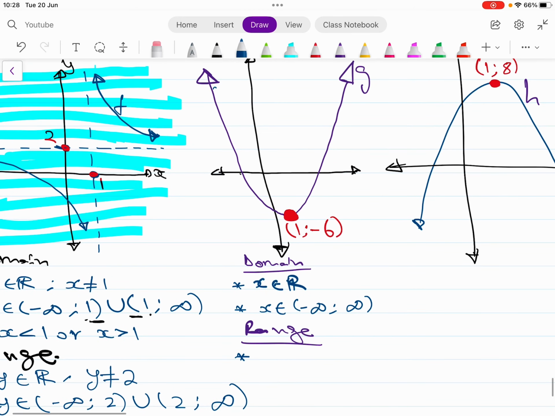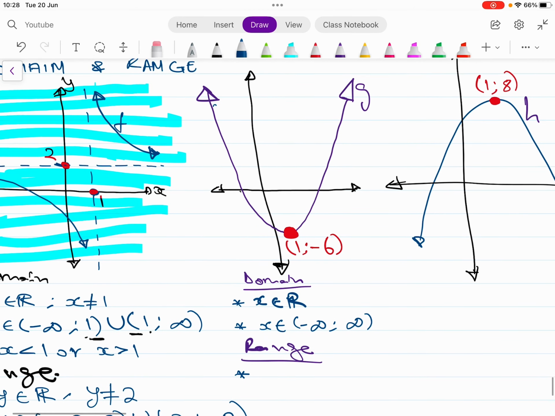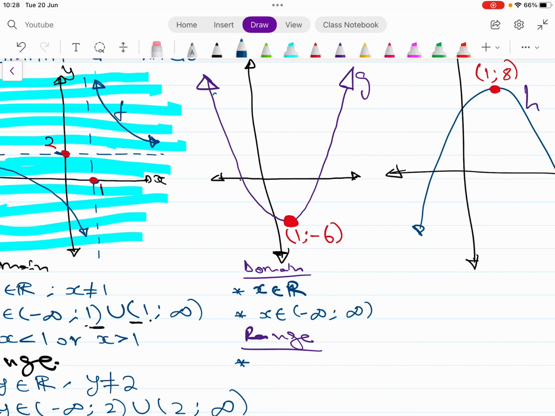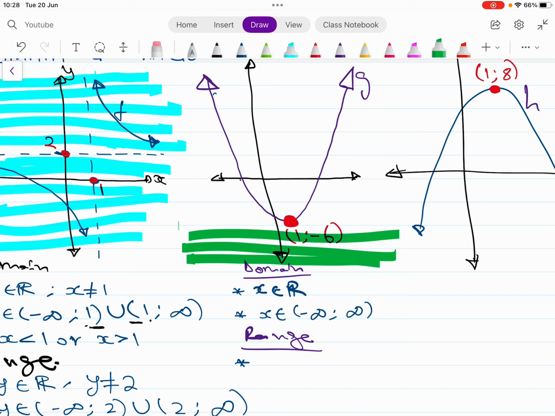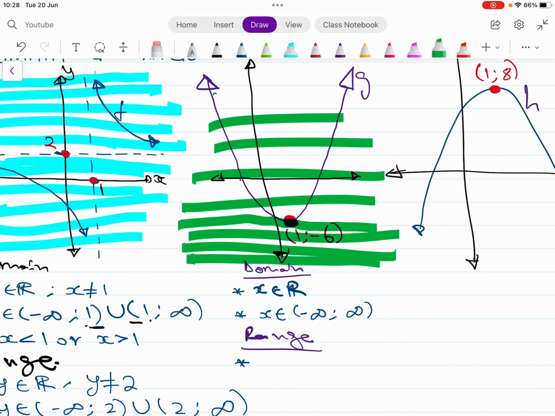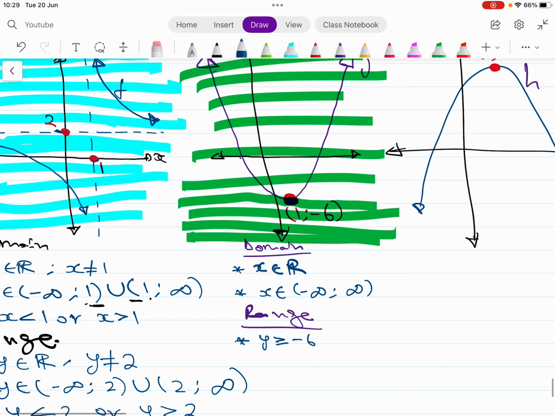And in terms of the range, we are looking at the y values for which the graph exists. Let's start from the bottom going up, the graph's not there until you get to -6. That's where the graph starts existing until all the way to positive infinity. So basically the graph exists from -6 all the way to positive infinity. So what we can say is that y is greater or equals to -6. That is the range, where the graph exists.